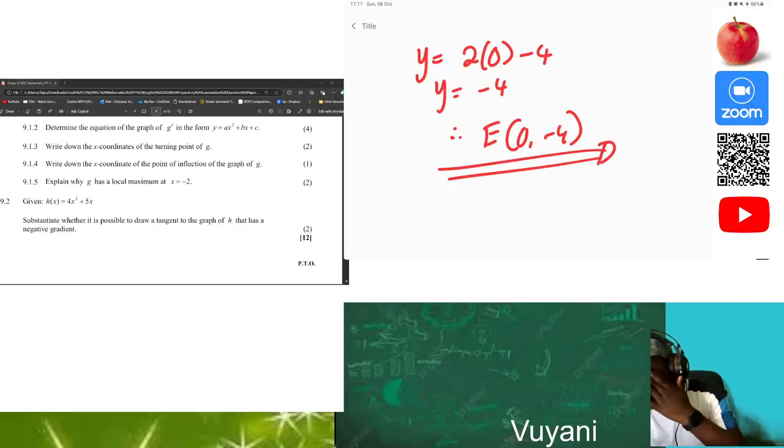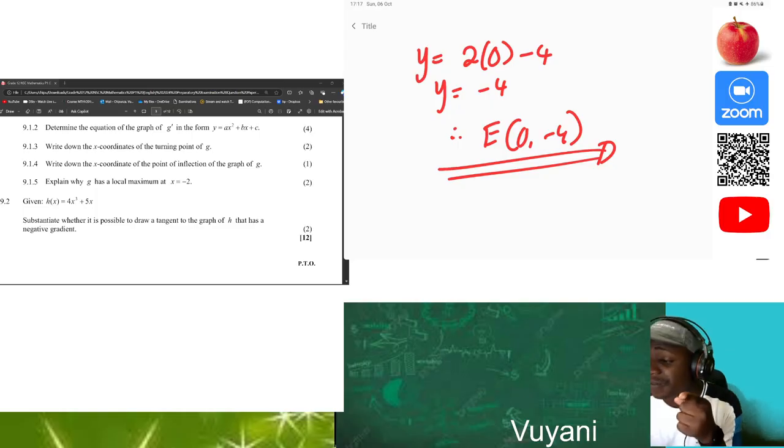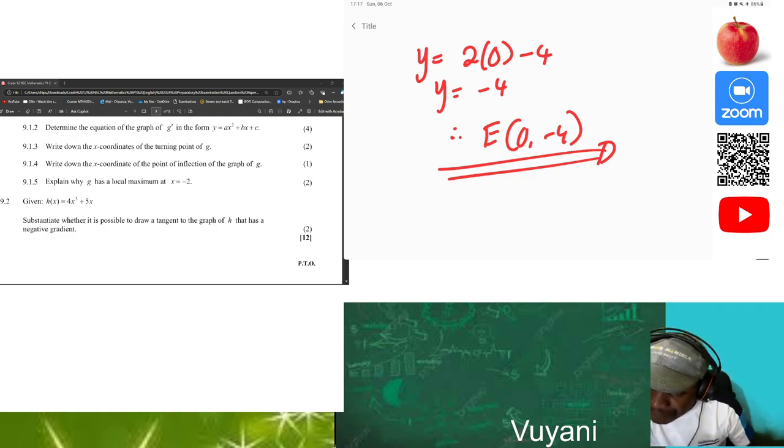So we are saying that point E is a y-intercept, which means x is equal to 0. Substituting x equal to 0 in the function h of x, we are able to get our answer to be negative 4. So the coordinates of point E are (0; -4).